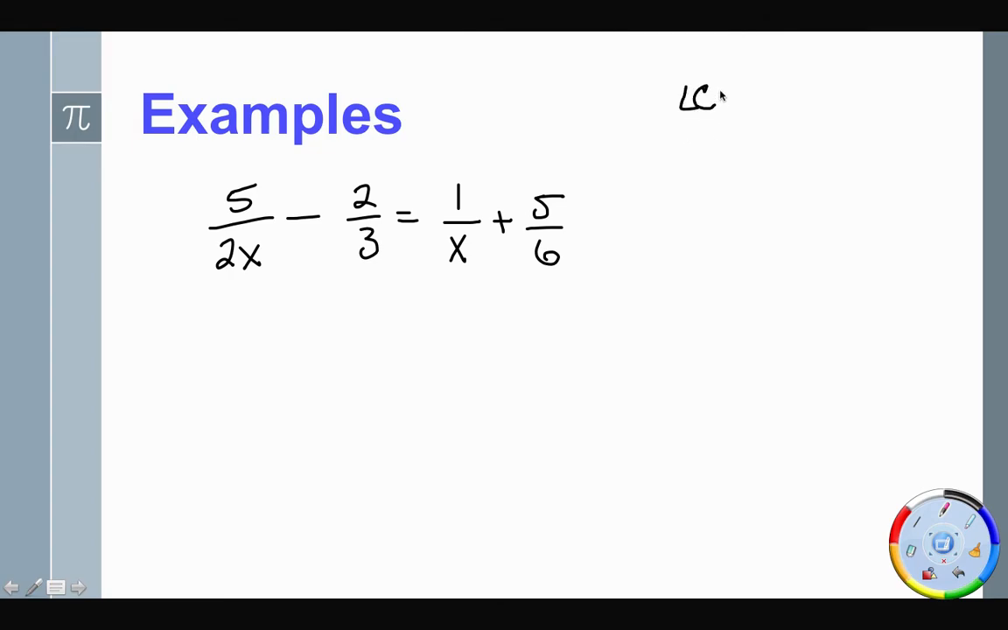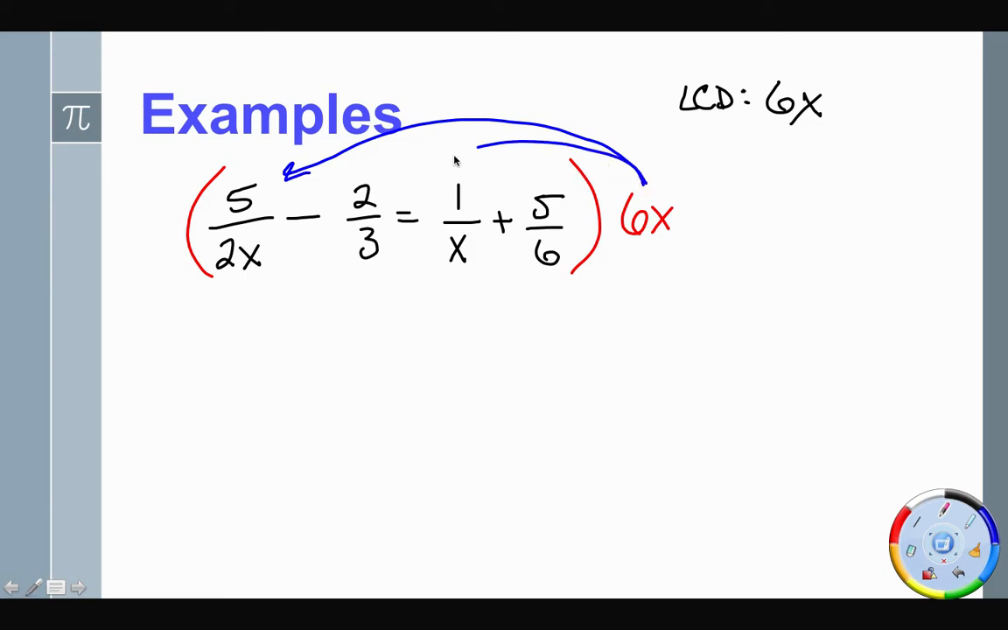So we're going to come up here and we're going to say our LCD is, okay, I can change a 2 into a 6. I can change a 3 into a 6. That means our 6 is part of our LCD. And all I have is just x to the first power, which means I can get an x on all of them. So we're going to multiply everything by 6x, which is our LCD. Now, I'm going to show you in this particular example what we'll wait to the next example and show how I usually do this problem.